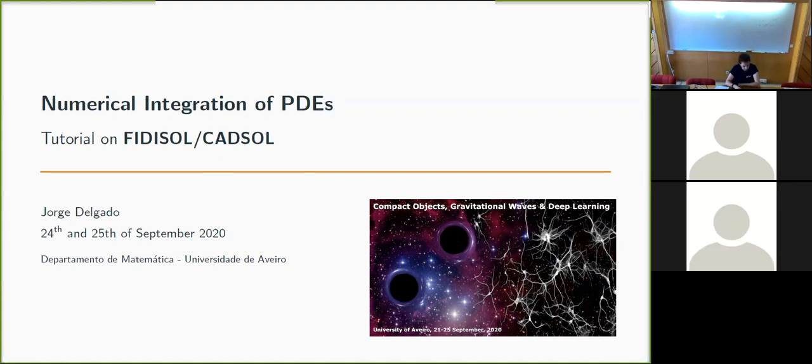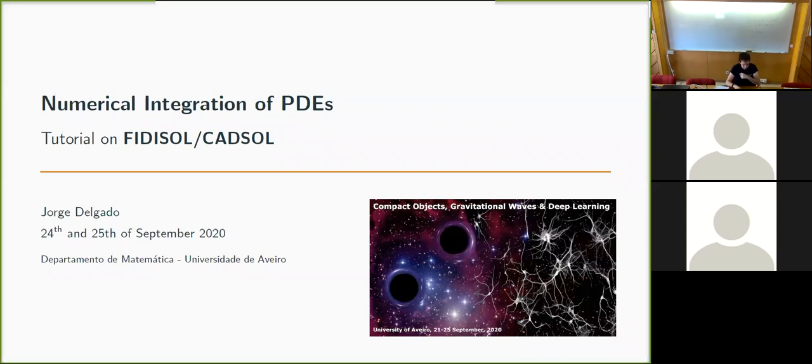So in this first lecture, I will try to explain a bit how the CADSOL solver works, and we will also obtain a numerical Kerr solution. In the next lecture tomorrow, I'll give you a scalar boson star with rotation solution, and with that solution we'll obtain physical quantities such as mass, angular momentum, and other quantities.